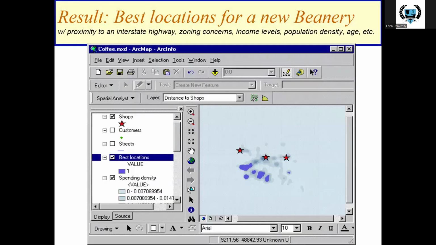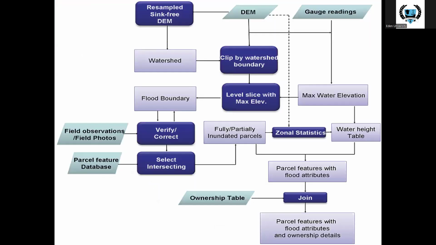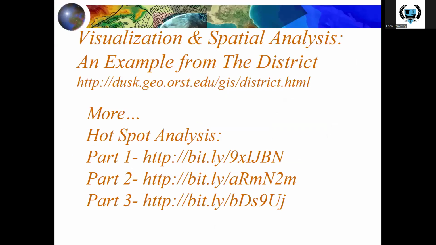And we continue. So result based locations for a new shop. So there we are with our flowchart, and it has all the data that it needs. Visualization and spatial analysis, an example from the district.